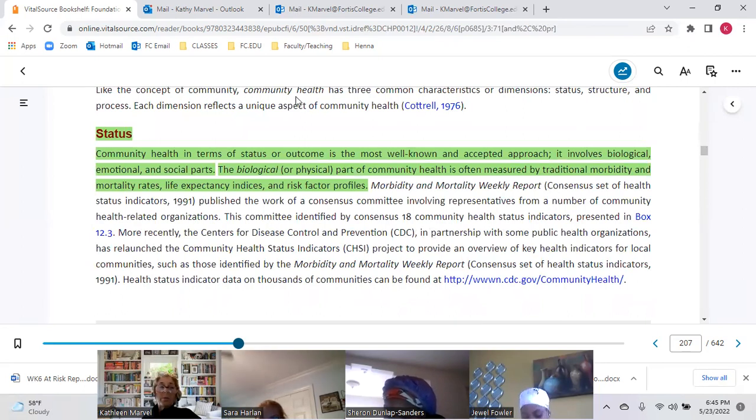So I just want to mention this to you, the status of a community. Community health, in terms of status or outcome, is the most well-known and accepted approach. It involves biological, emotional, and social parts. Biological is typically measured by morbidity and mortality, life expectancy, and risk factors.